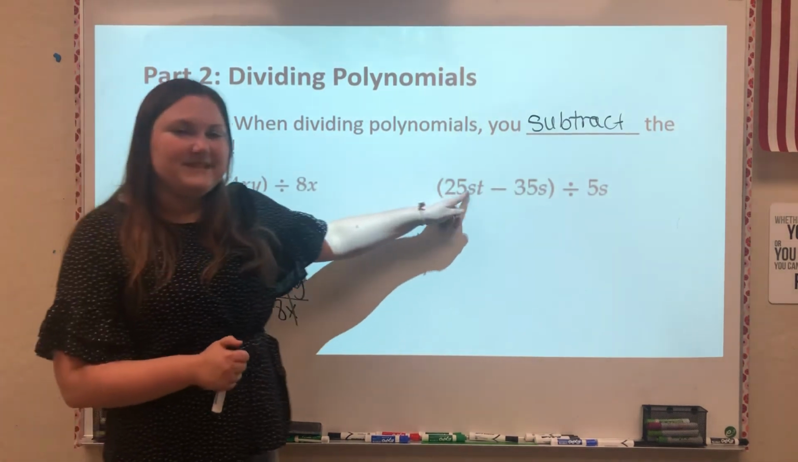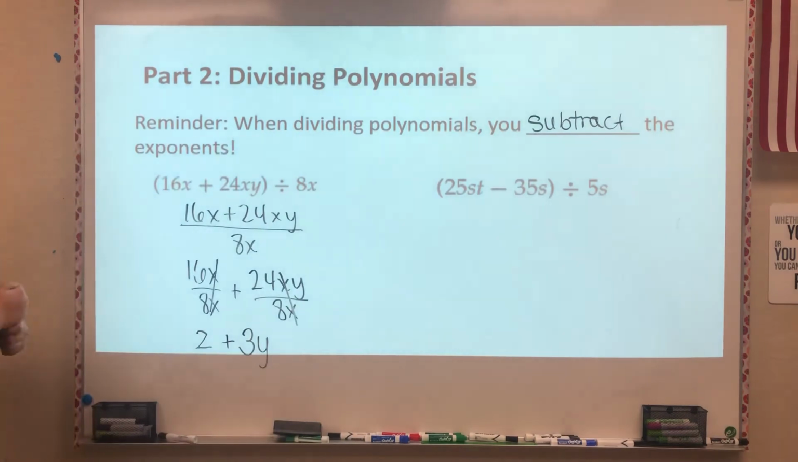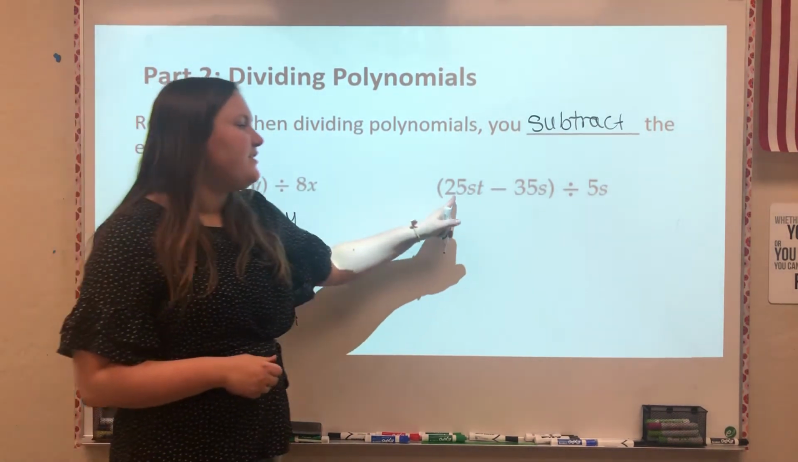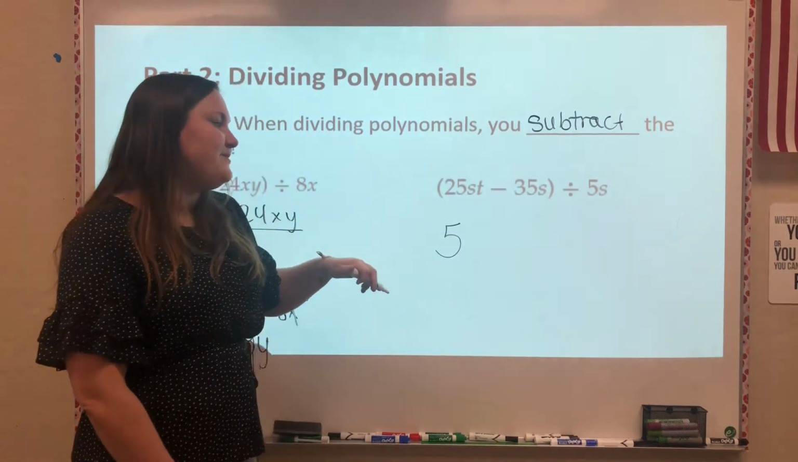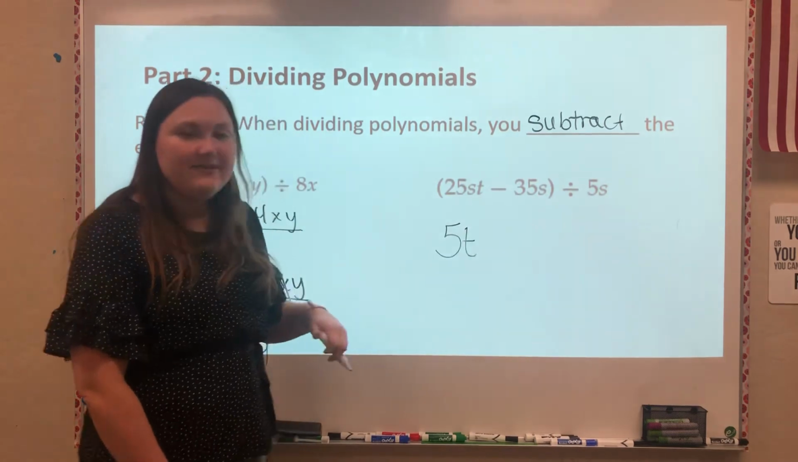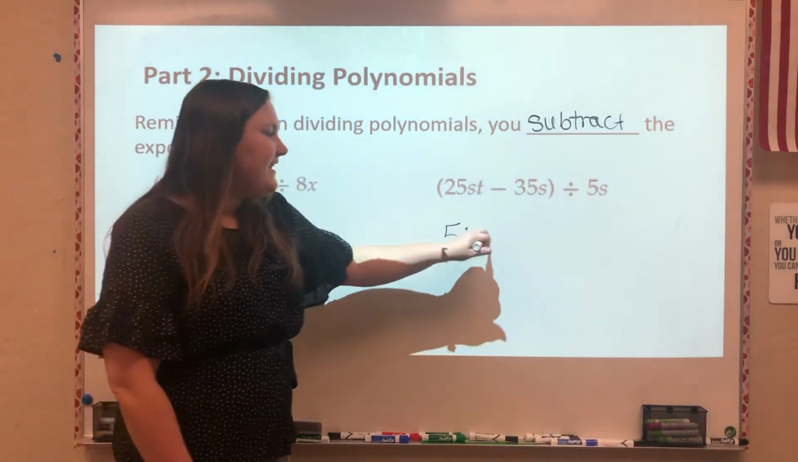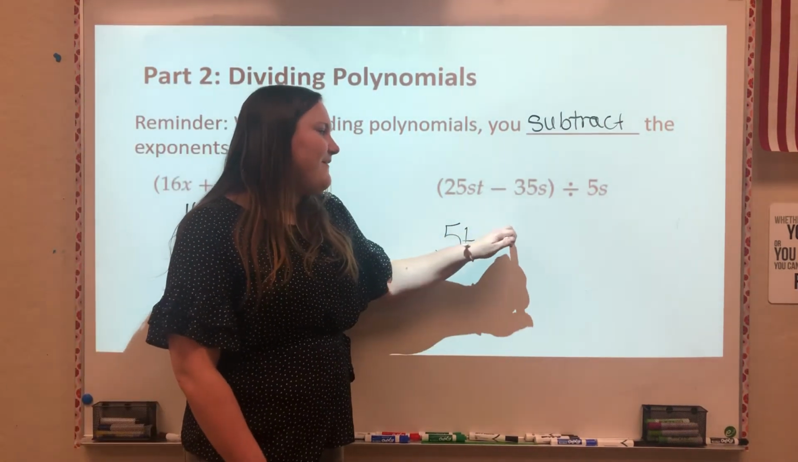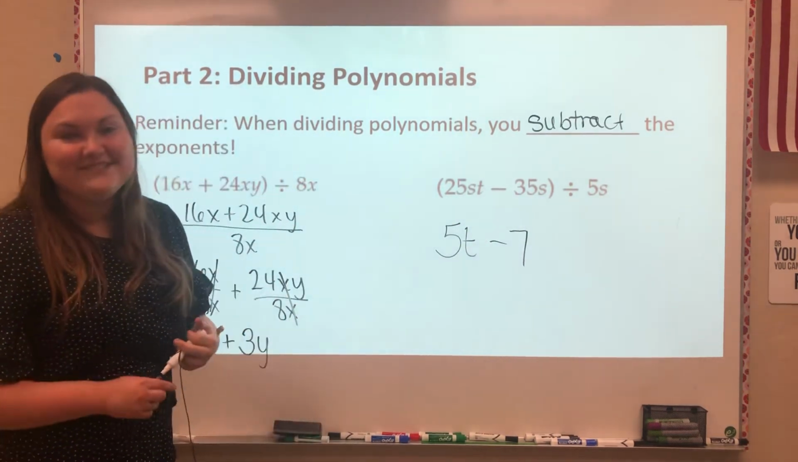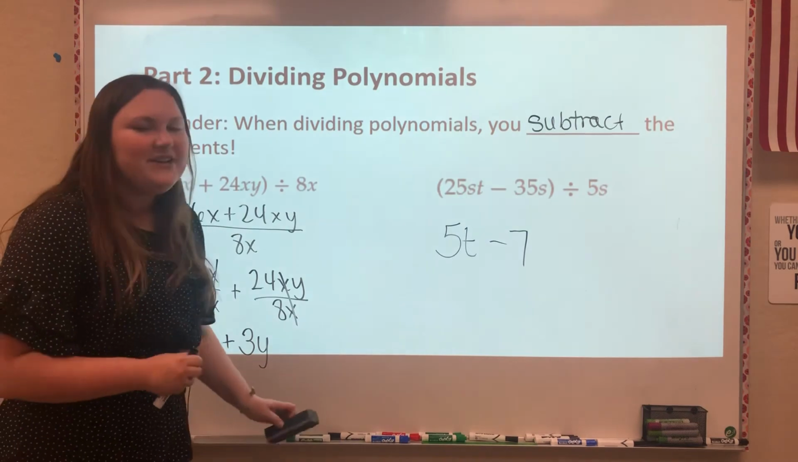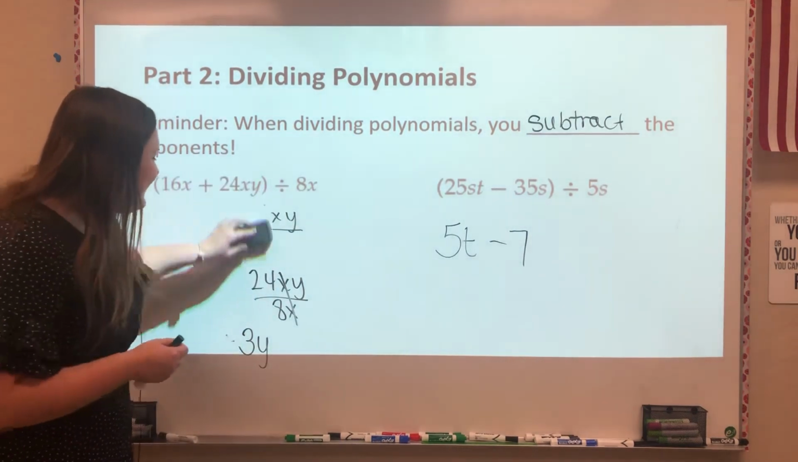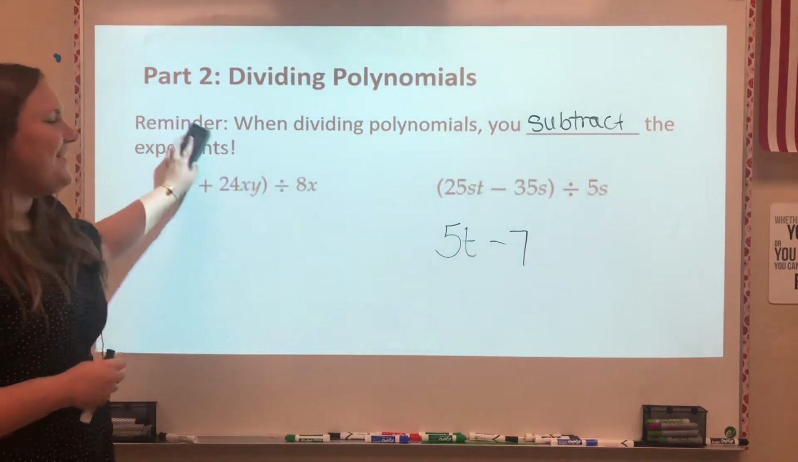This one here is real similar. Go ahead and try this one. For that problem there, when you take your 25st and divide by 5s, 25 divided by 5 gives you 5. Those s's will cancel out, and you'll just have your t left. And then for the second part, 35 divided by 5 gives you 7. Those s's cancel out, so it's just minus 7. These here had smaller exponents, less terms, not too bad.